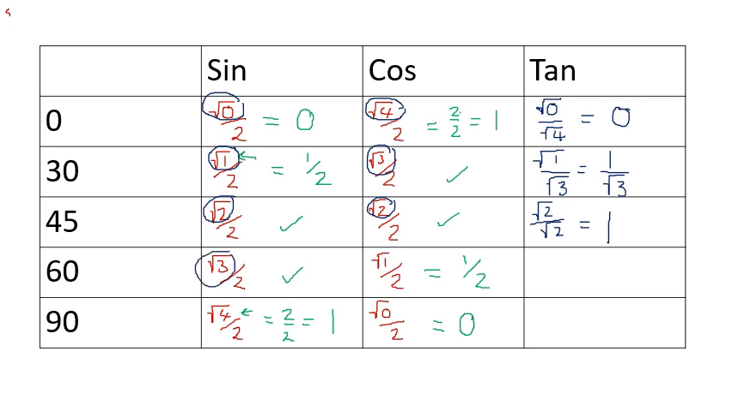Now we've got root 3 divided by root 1. Well, root 1 is just 1, so we end up with just root 3, because anything divided by 1 stays the same. So we could have written root 3 divided by 1, but it stays the same.